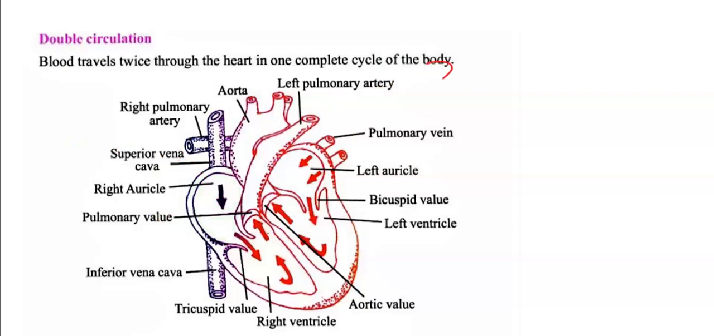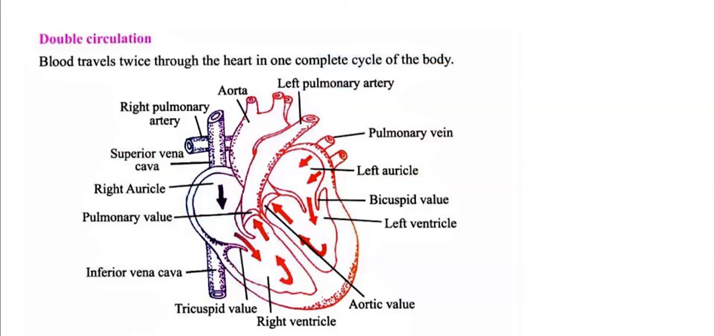So one last time, we can say that first the blood enters into the left auricle. From the left auricle, it goes to the left ventricle. From the left ventricle, it goes to the rest of the body. After that, the deoxygenated blood enters into the right auricle. From the right auricle, it goes to the right ventricle, and from the right ventricle, it goes to the lungs for reoxygenation to take place. That's how the circulation of the blood takes place.